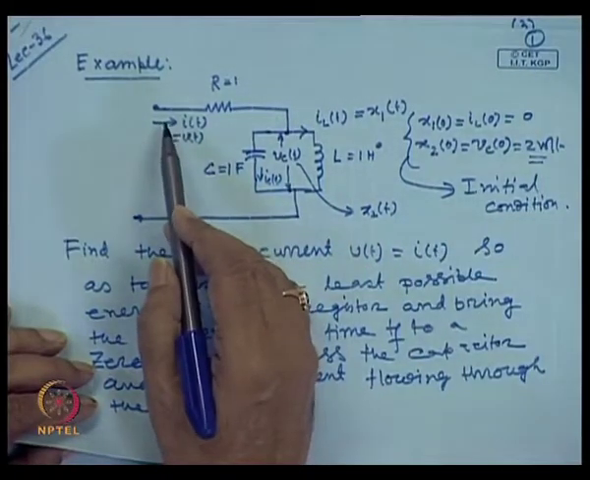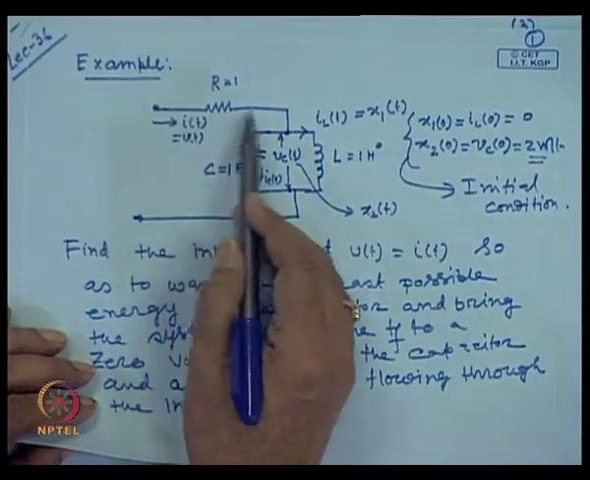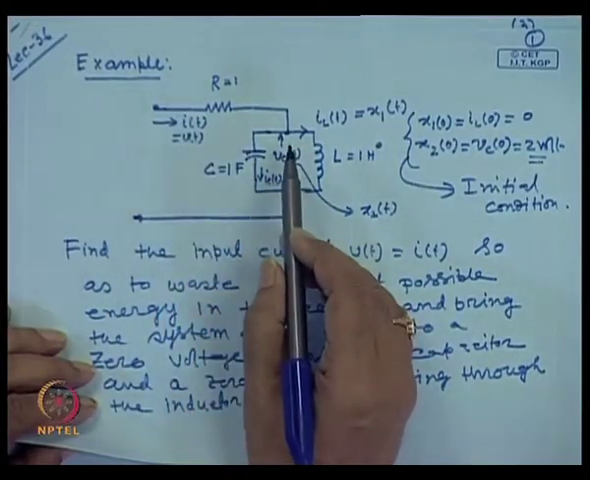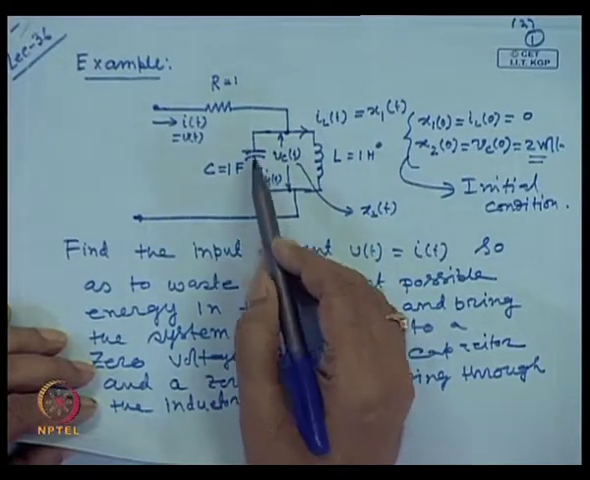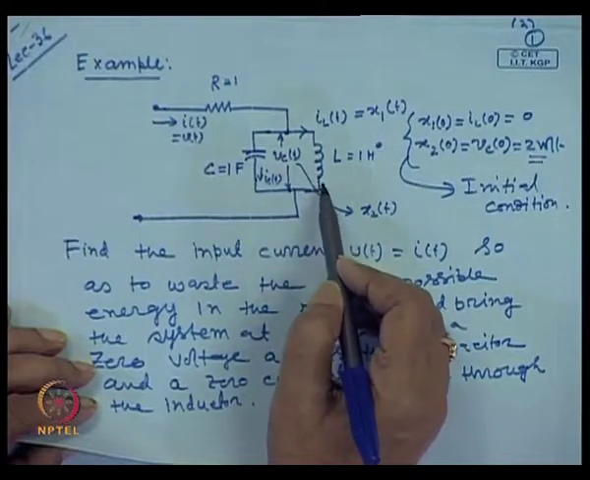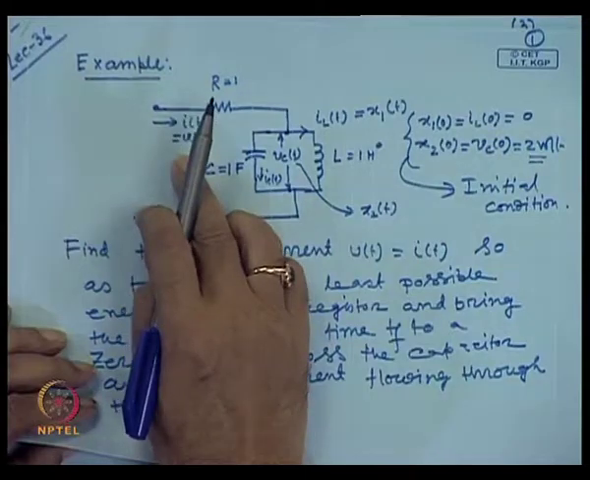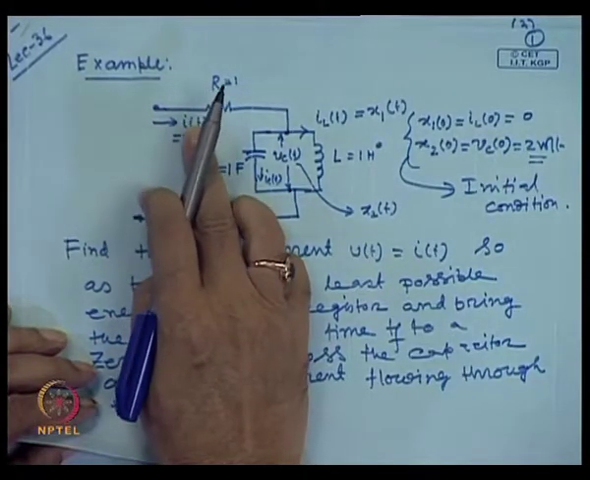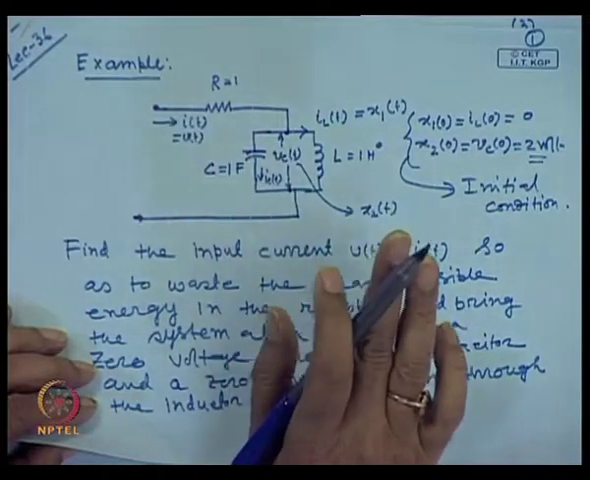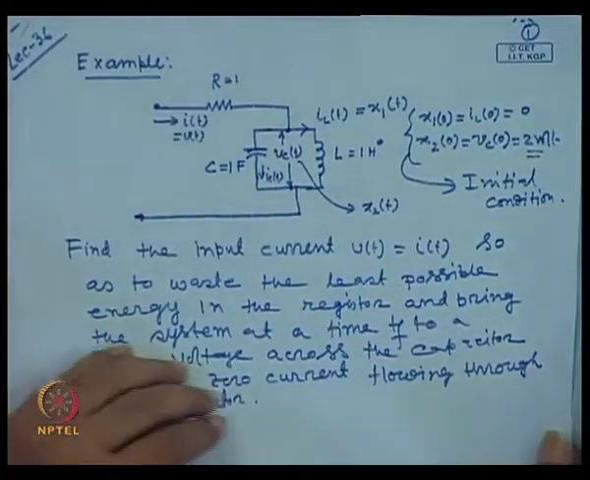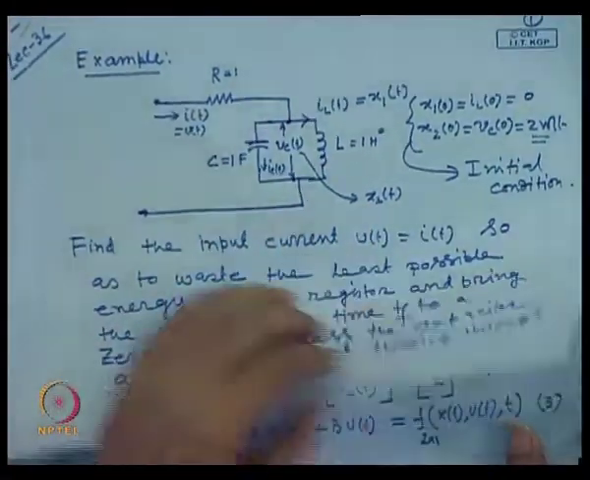So, I have to find the control law u of t, meaning the current flowing into the main circuit, in such a way that at time t equal to T f, the voltage across the capacitor will be 0 and the current flowing through the inductor will be 0. Find the corresponding control law u of t, in other words I of t, such that the loss in the circuit is minimum, that is, it wastes the least possible energy.